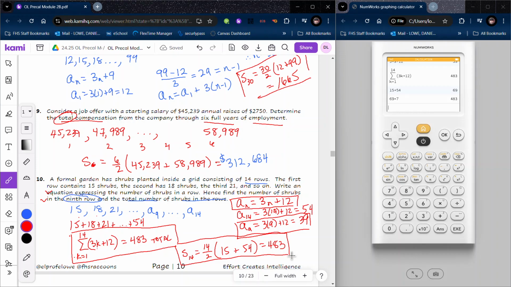Which way should you use? The way that you're more comfortable. If you're more comfortable using summation notation and using your calculator, use summation notation. If you're more comfortable using the formula for the sum of an arithmetic sequence or series, then use the formula. Either way, you should show the work that you're using and be competent with your calculator to make those computations.